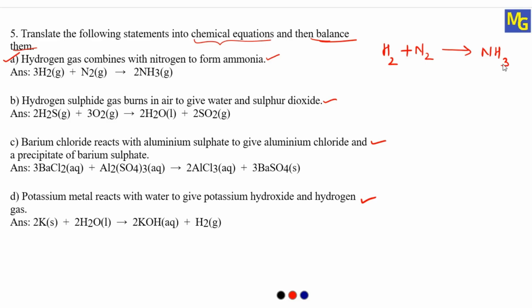Now, if you see this reaction, it is not balanced. On this side, N is 2, H is 3. But on the right hand side, N is only 1 and H is 3. So this we have to balance. For balancing, we can use the trial and error method, or you can make columns and balance. Remember one thing, you have to practice many reactions to know how to balance equations. I have already explained all these methods of balancing in my earlier videos. You can go through my channel.